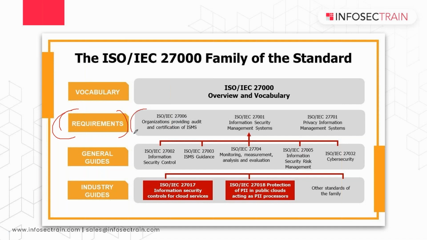Specifically we have 27006, which covers organizations providing audit and certification of ISMS. We have 27001, which talks about the information security management system, and we have 27701, which talks about the privacy information management system. So you can get certified against these.